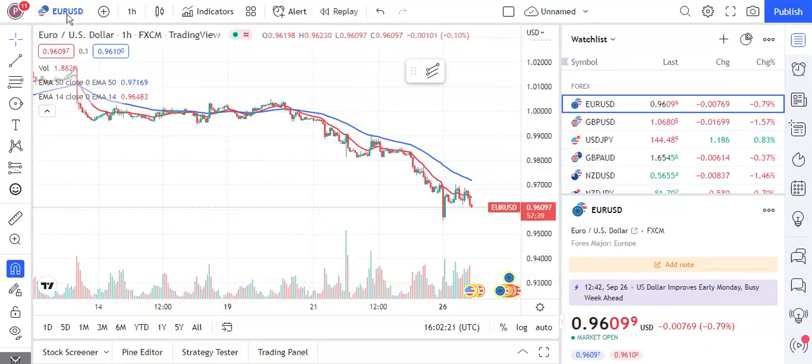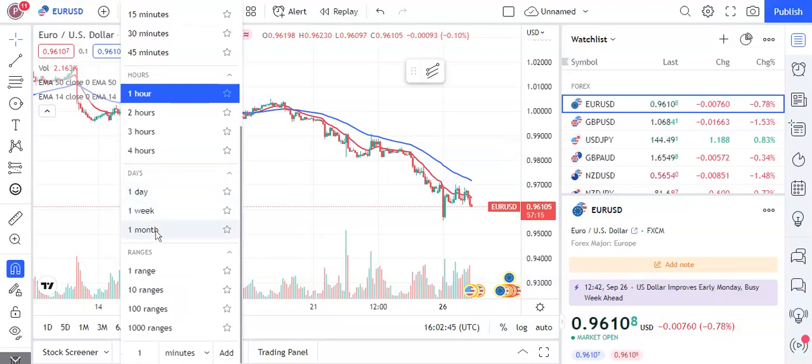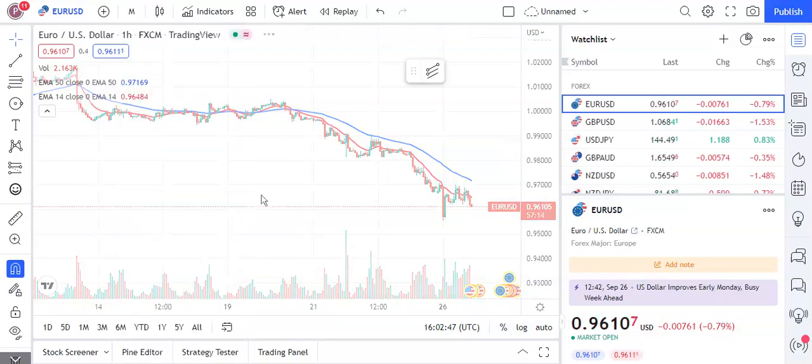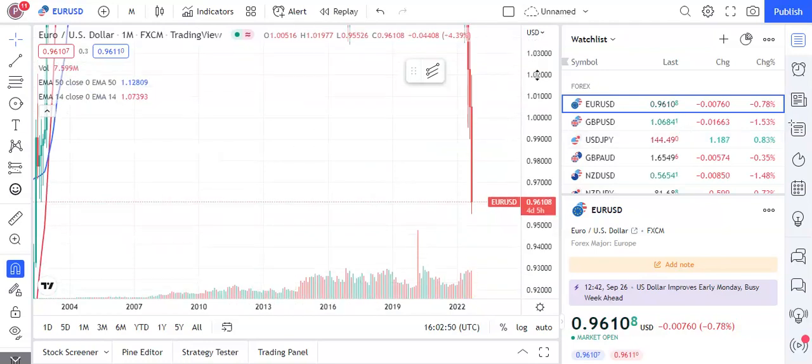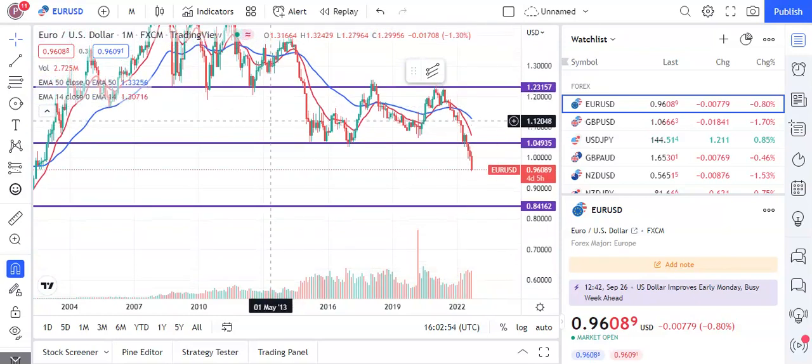Right now, I am looking at Euro USD. From the top corner of the left side, you can see my pointer, Euro USD. That's the currency pair I'm looking at right now. And as you can see, it's at the 1 hour time frame. So I will quickly move to the monthly time frame of Euro USD to see what is happening there.